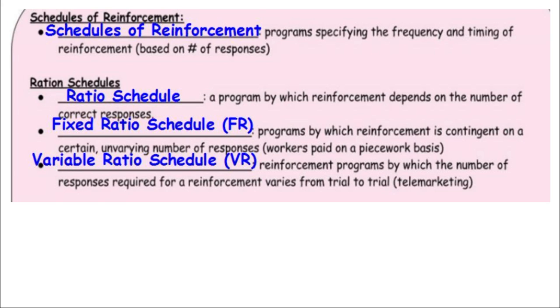The variable ratio schedule, or the VR, is a reinforcement program by which the number of responses required for reinforcement varies from time to time. So telemarketing is a wonderful example of this, because you're not always going to be reinforced after every phone call.